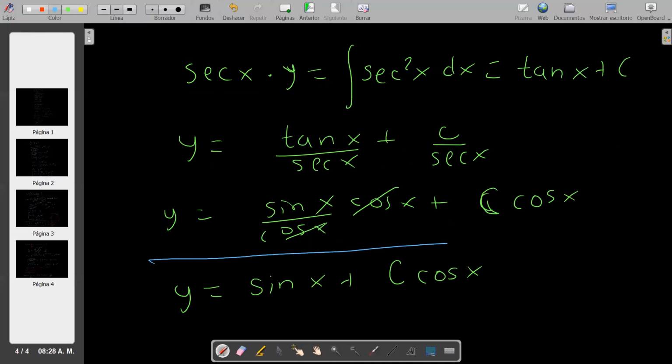And ta-da! This is the solution for our given equation. And that's it for today. I'm going to finish the recording of this. So, any question?